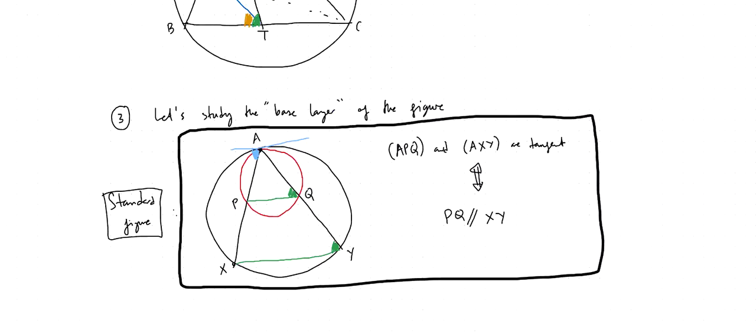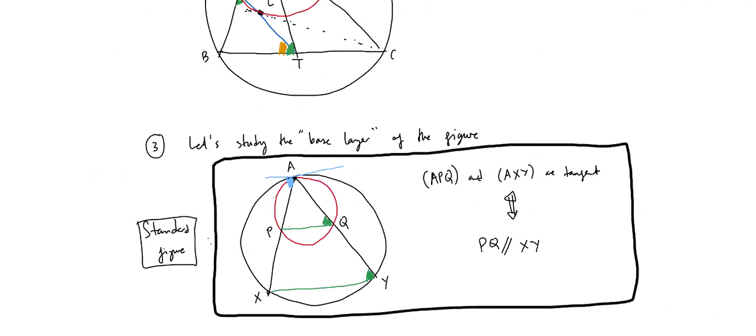You can use the lemma by homotopy because since they are tangent, there is a homotopy at the center A, which sends the red circle to the black circle, and this homotopy will send point P to X and point Q to Y. Therefore, it will send line PQ to line XY, which means they are parallel. This is also a proof. That's good, without angles. But it's a proof of this lemma.